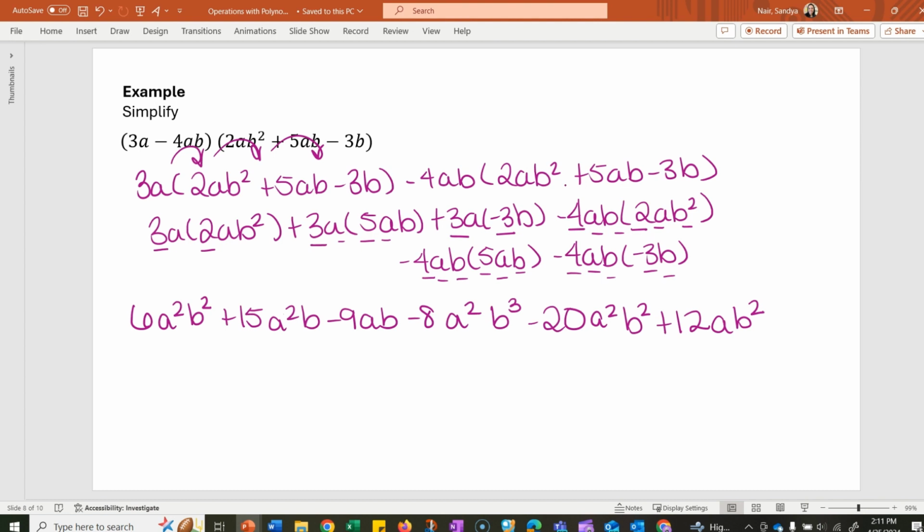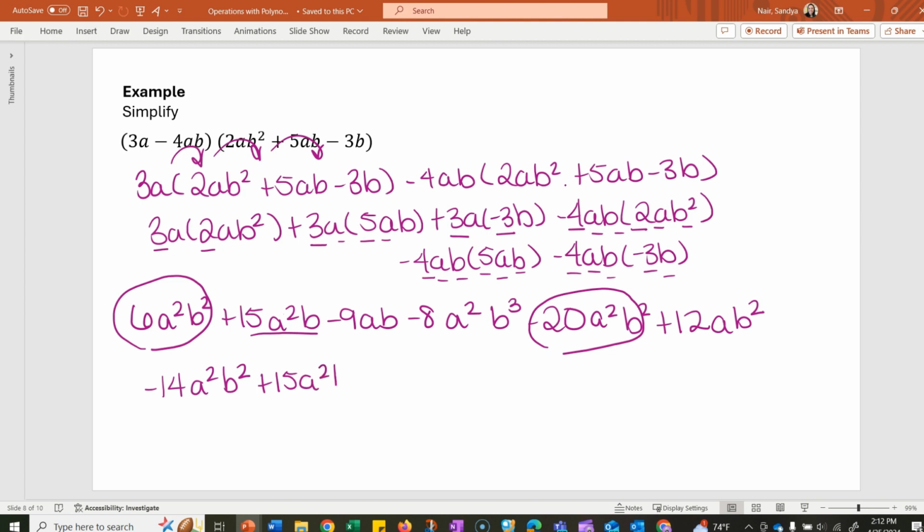Okay, now let's go through and simplify and combine like terms whenever we can. So I have 6a squared b squared, and I have a minus 20a squared b squared, right? So that's going to combine into minus 14a squared b squared. And then let's see, I have a 15a squared b, but I don't see any other a squared b terms. So I'm just going to write plus 15a squared b.